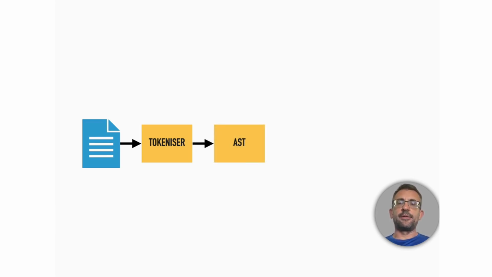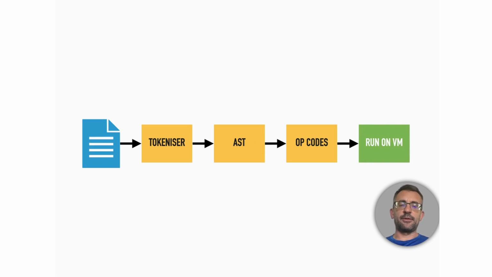In PHP world, we start with our code, then it is tokenized using something called a tokenizer. Those tokens are then converted into something called an abstract syntax tree, an AST. The AST is then used to create opcodes, and in PHP world, the opcodes are run on a virtual machine. And what we're interested in for this video is the AST, the abstract syntax tree.